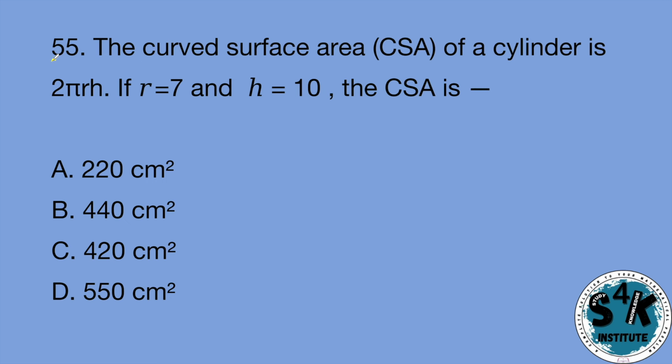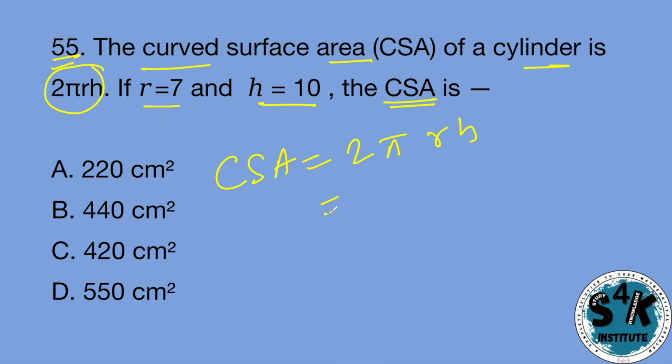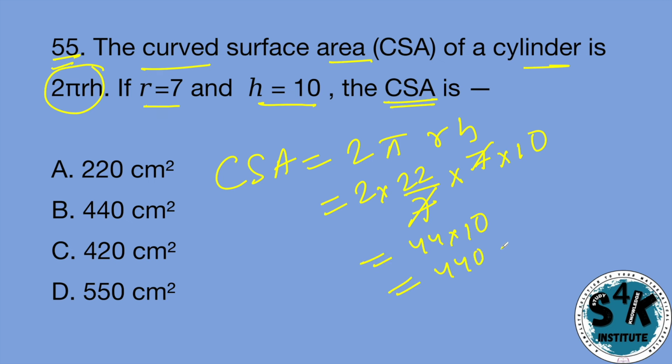So let's do this question. The curved surface area of a cylinder is given as 2πrh. R is given as this, h is given as this. So the curved surface area will be, the formula we already know, 2πrh. Now we know the value of π is 22/7, into radius given as 7, height given as 10. 7 gets divided, it becomes 44 into 10, so it becomes 440 centimeter square.